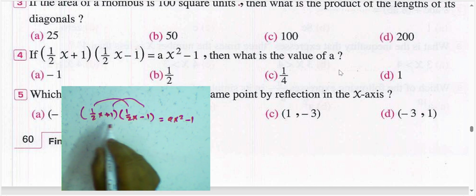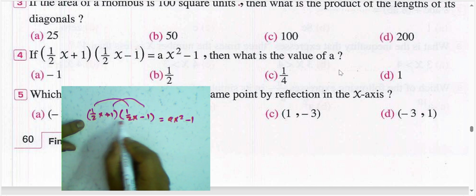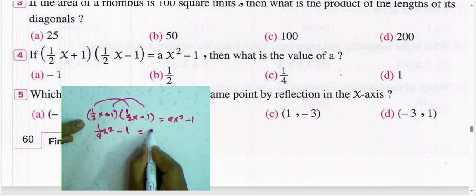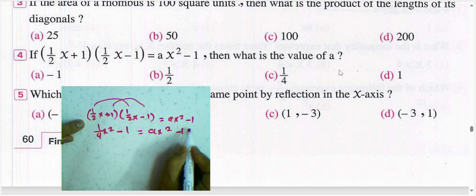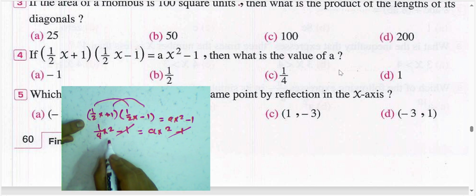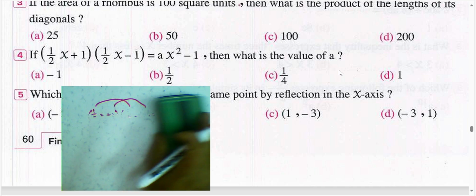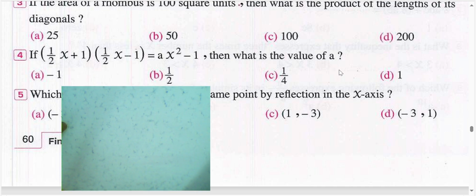Then the product between first and first will be 4x power 2, and second by second negative 1. It will be ax power 2 minus 1. We can cancel negative 1 by negative 1, and then 4x power 2 equals ax power 2. We can divide by x power 2, or the coefficient of x power 2 here will be 4. So the value of a here will be 4.